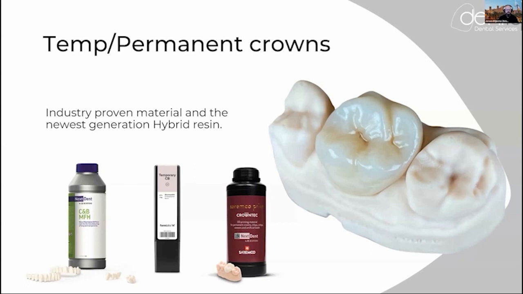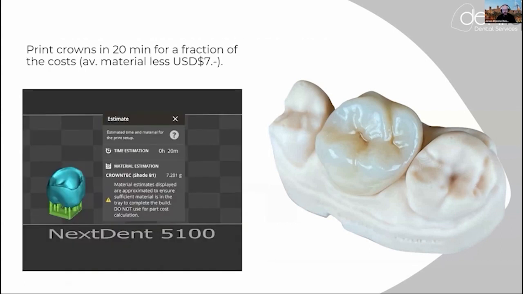Talk about faster. For example, if we're going to 3D print a crown, this is a crown calculation I have done on the NextDent 5100, with the Crown Tech material shade B1. I am going to print a crown within 20 minutes, and I only use 7.3 grams of this material. Not only that, this reflects to me in basically the material cost of that crown of $7.